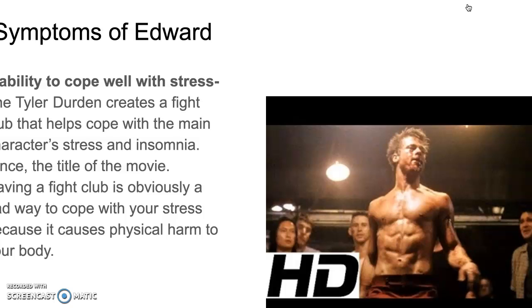Symptoms of Edward. Edward is unable to cope well with his stress, and the alternate personality, which is Tyler Durden, creates a fight club that helps the main character cope with his stress of his daily life, which is the title of the movie. However, having a fight club is obviously a bad way to cope with your stress because it causes physical harm to your body.